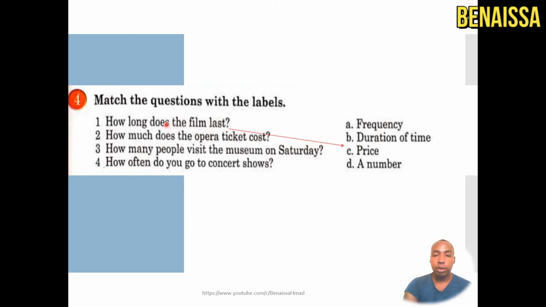So number 1 is about the duration of the film. How much is about the price. How many is about the number of people. And how often is about the frequency.